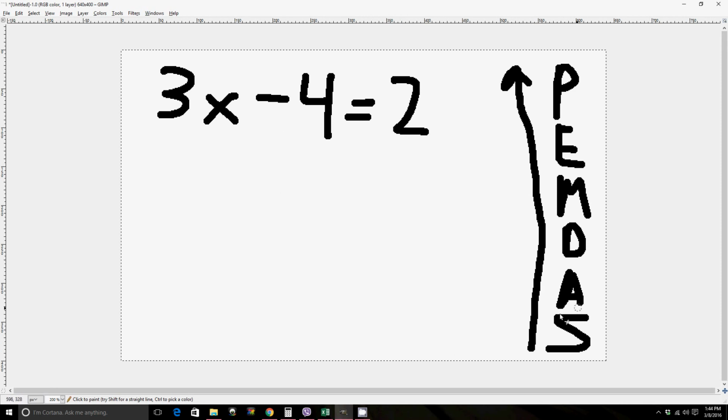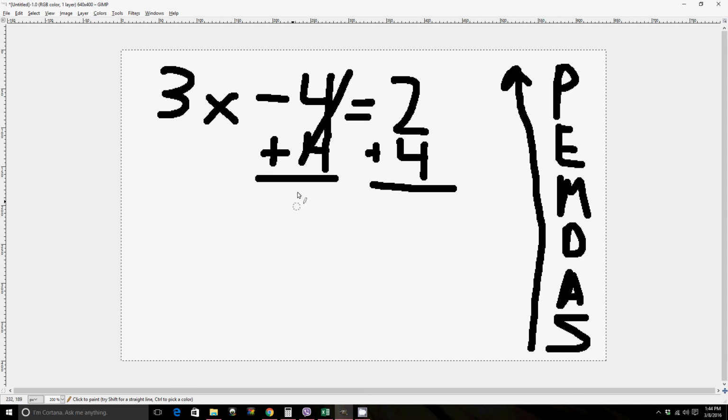So do I see any addition or subtraction? Yeah, I see a subtraction. So what's the opposite of subtraction? Well, that's addition. So let's go ahead and add 4 to both sides. And again, we're going to add integers to integers. We're not going to add integers to variables. The negative 4 and the positive 4 cancel. Then we have 2 plus 4, 6. We're going to go ahead and bring down our equal sign, and then 3x.